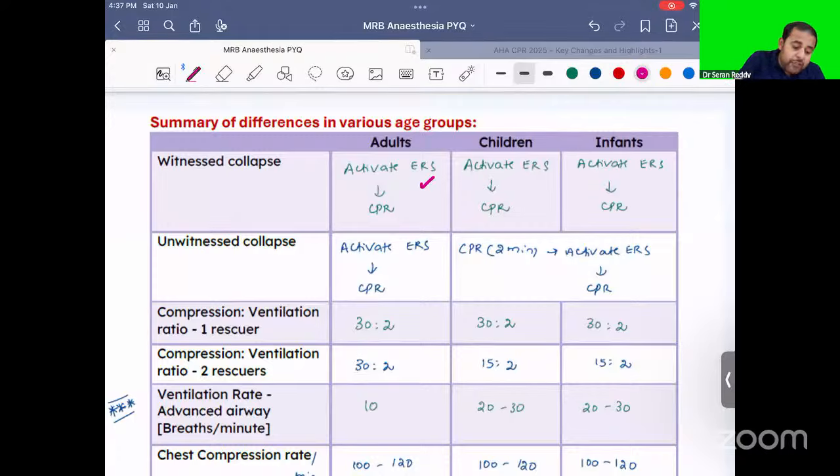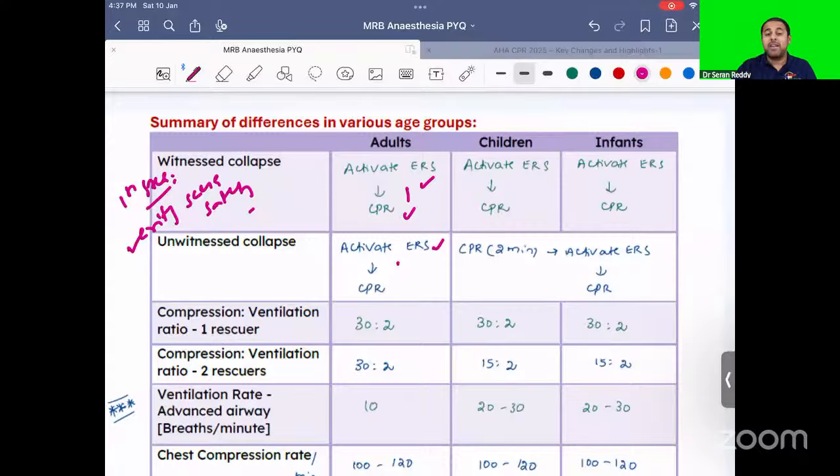If you ask what is the first step in the CPR, it's always verifying the scene safety. Please remember. Then in unwitnessed collapse, what do you do? This is all after verifying the scene safety. In unwitnessed collapse, you don't know since how much time the patient has been lying there. In those conditions, you activate the emergency response system and do the CPR, same in adults.